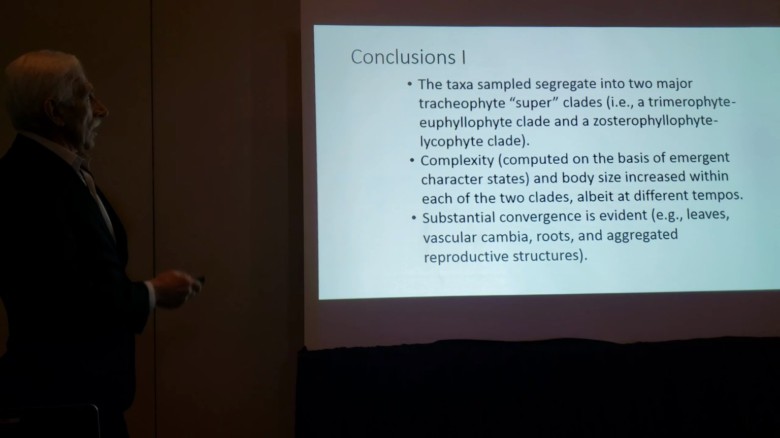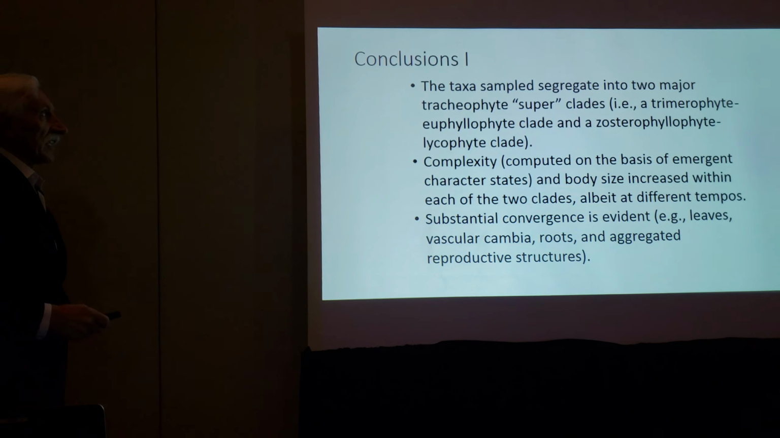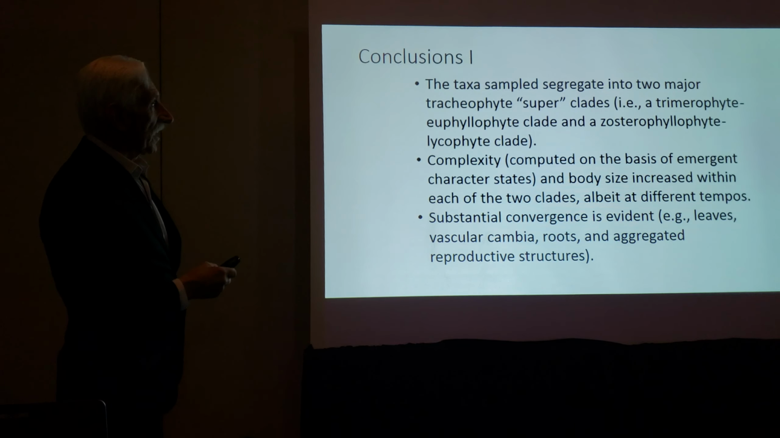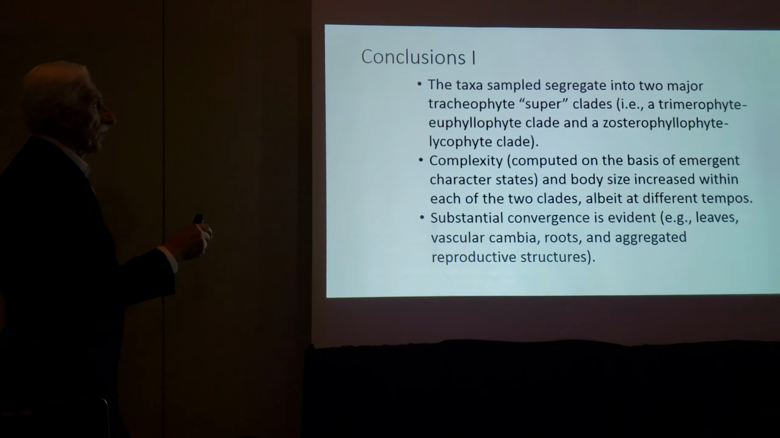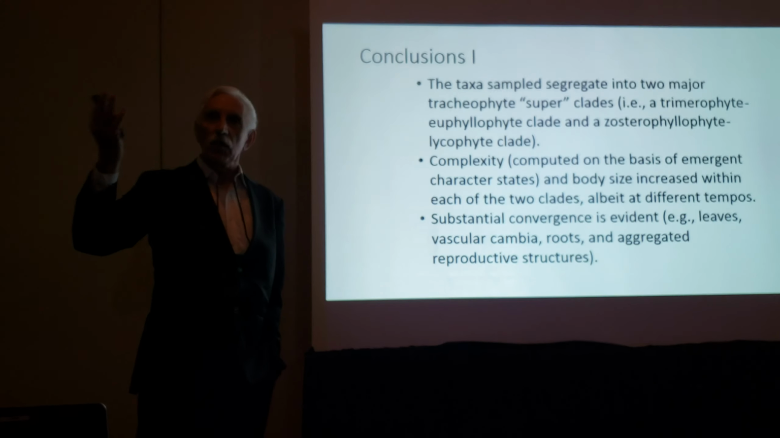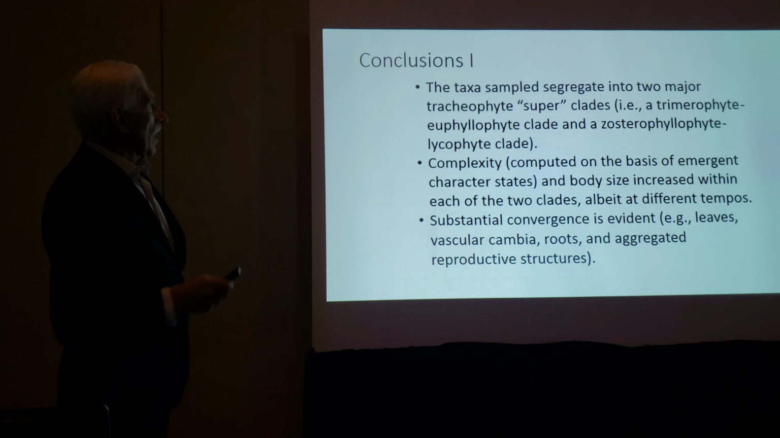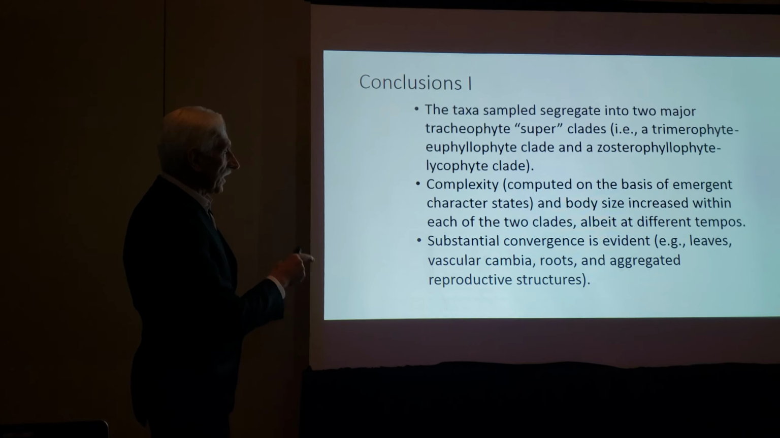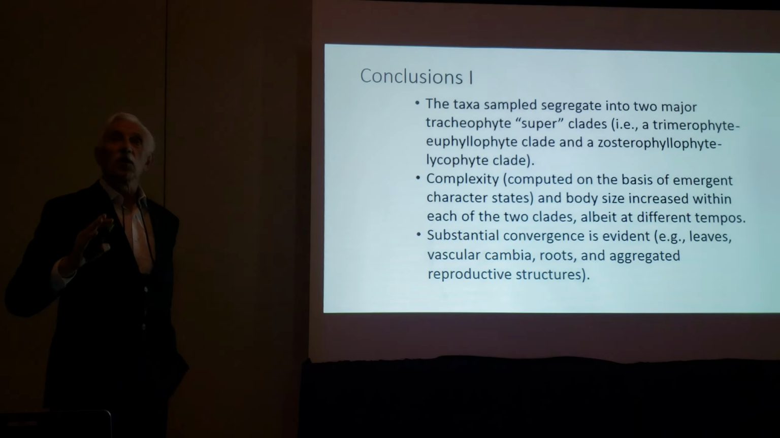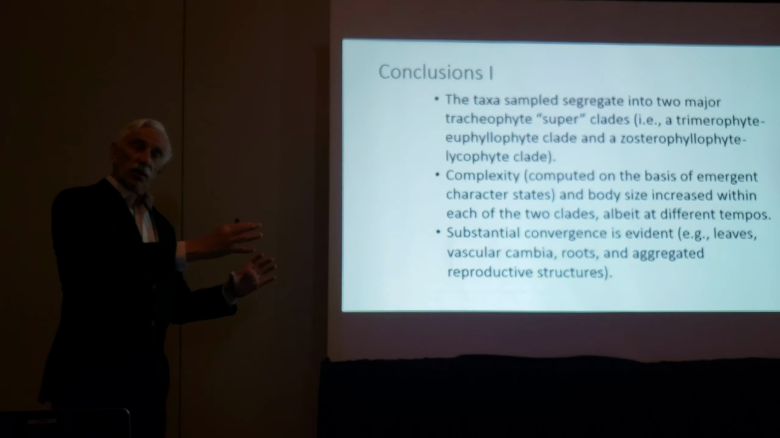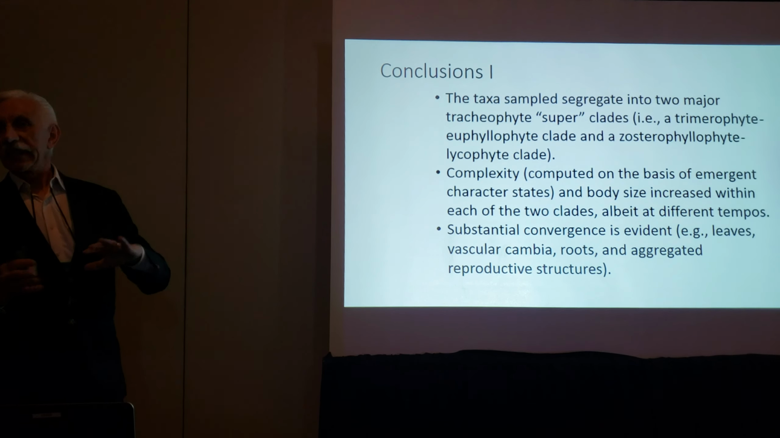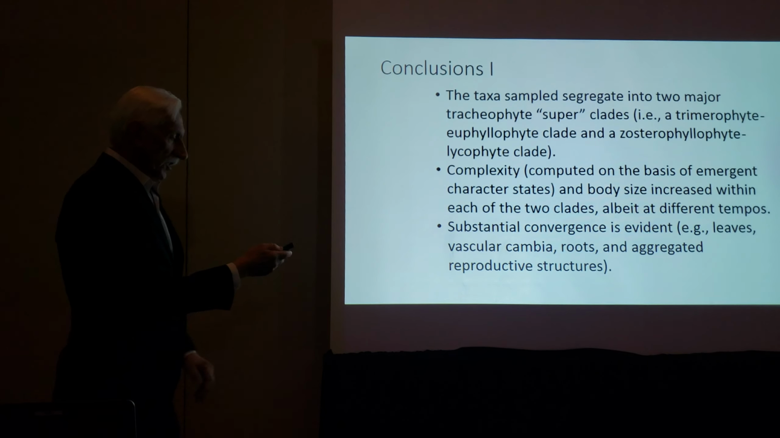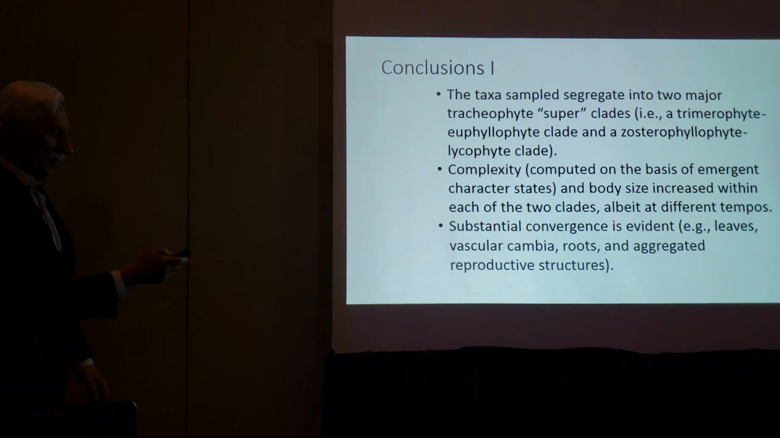So, in conclusion, the taxa sample segregated into two major tracheophyte superclades: a trimerophyte-euphyllophyte clade and a zosterophyllophyte-lycophyte clade. That's nothing new. I mean, that goes back to the Banksian paradigm. Complexity computed on the basis of emergent character states and body size increased within each of the two clades, although at different tempos. The lycopsids got there earlier, and there's a lot of convergence in the characters that developed within that lineage. Substantial convergence is evident: leaves, vascular cambium, roots, etc.